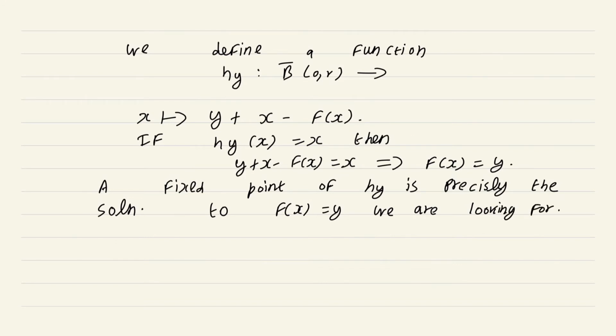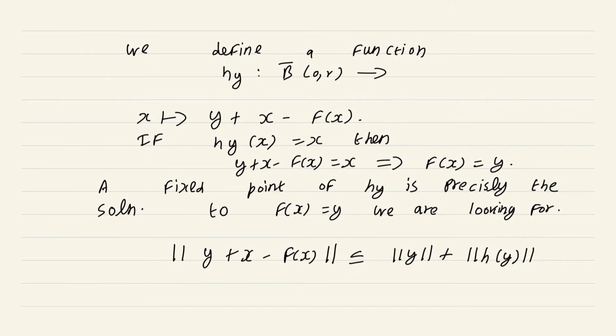This seems promising because just a while back we studied something called the Banach fixed point theorem. So unless this is all happening in a miraculous way, things should work out. Now let's see what the codomain of this function h_y is going to be. To see that, observe that norm of y plus x minus f of x is less than or equal to norm y plus norm of h of x.